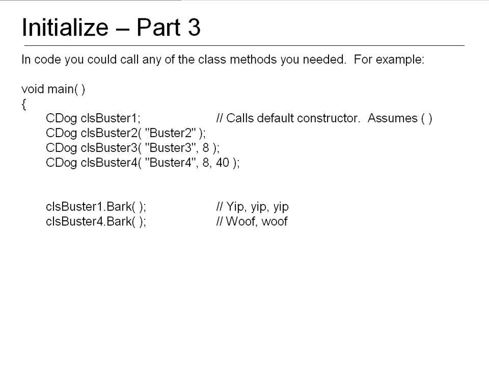In your code, you could call any of the class methods you needed. So for example, we could have CDog, CLSBuster1 with no parentheses. That would call the default constructor, and it assumes parentheses. You can put them in if you want. CLSBuster2 calls the second constructor, which is the first parameterized constructor with just the name, and we get example 3 and 4. If I call bark for the first instance, I get yip yip yip because the weight defaults to 1. If I call bark for the fourth instance, I get woof woof because 40 is definitely over 15 pounds.